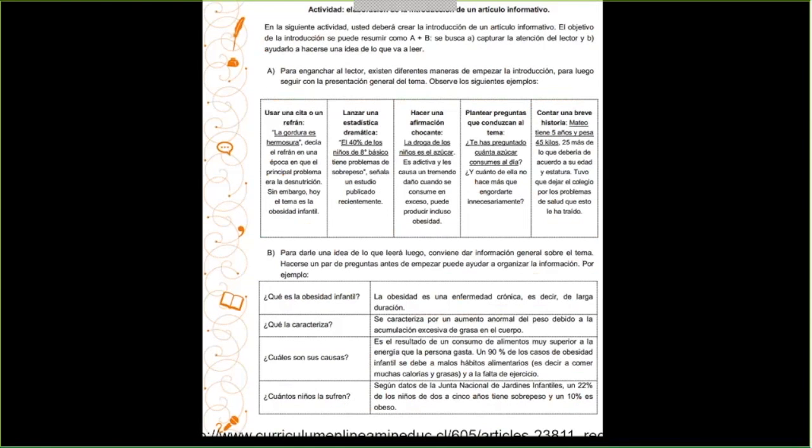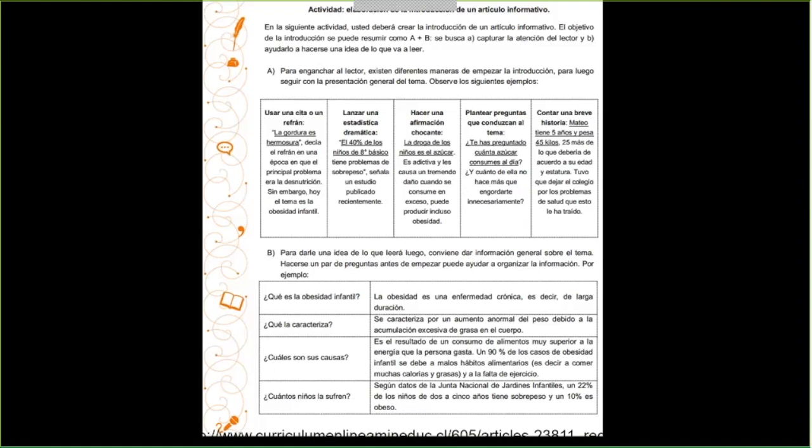analysis of the text. This goes back to the obesity article again, and it is giving specific examples of how a person might put together an informative article. So you've got to hook the reader, and here are 5 strategies for doing it, and it gives an example of each strategy. So use a quote, use a dramatic statistic as the second box. The third box, make a shocking observation or assertion. Ask questions in the 4th box that are related to the theme. And the last box is tell a short story.